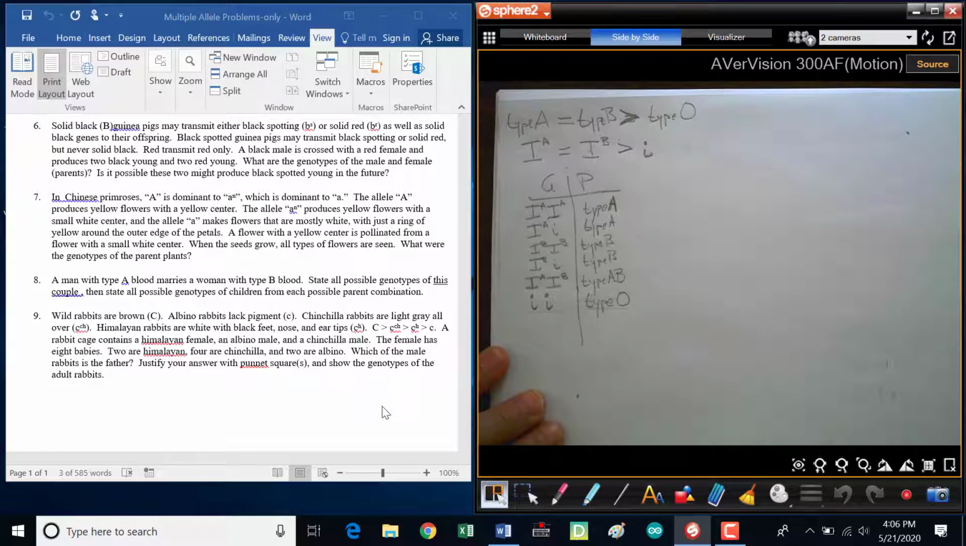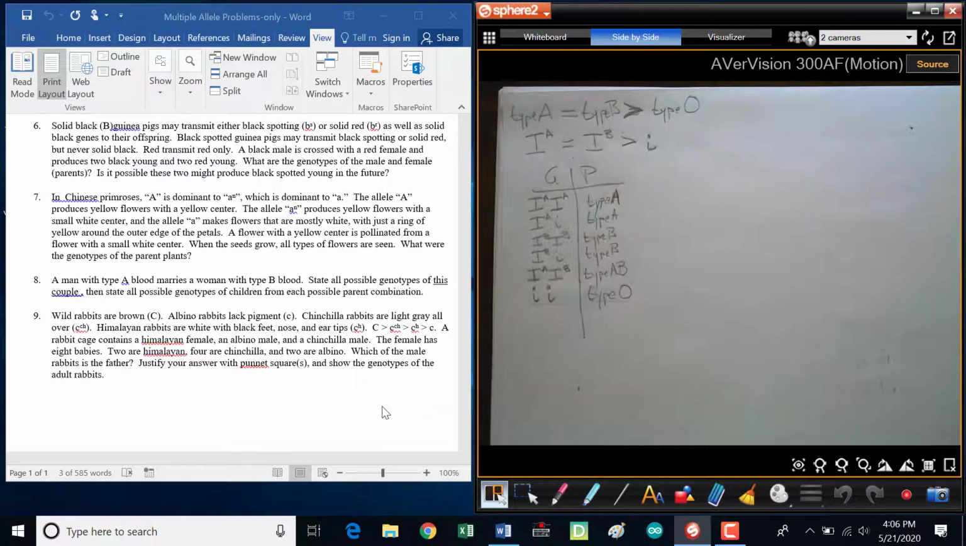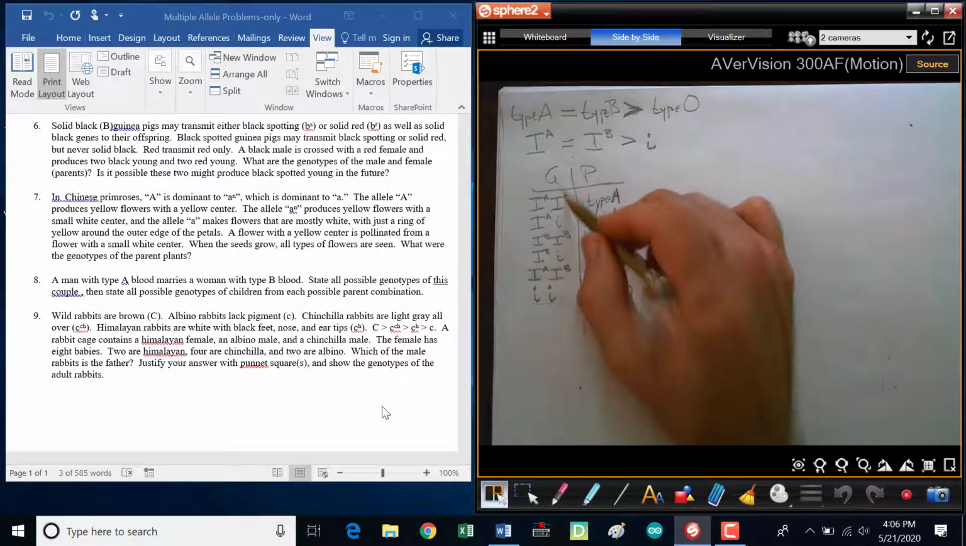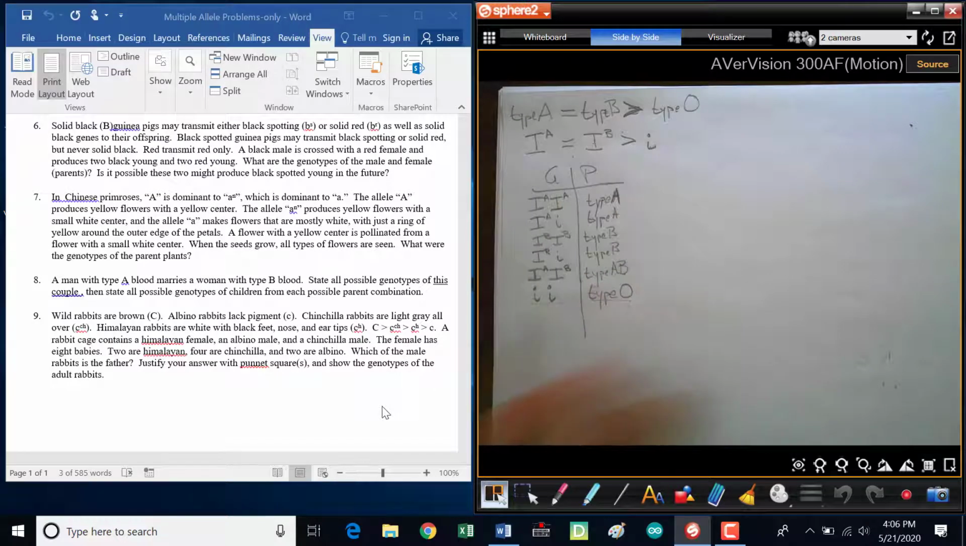O blood. My wife is actually type O blood. I have type A. All of our offspring are type A, which is why I think I'm purebred, because then I could always give an IA.